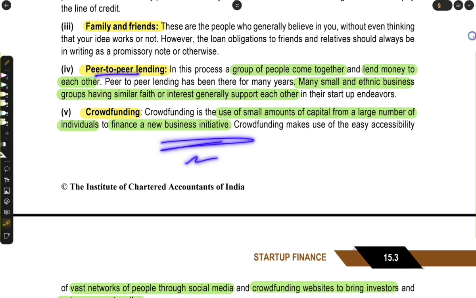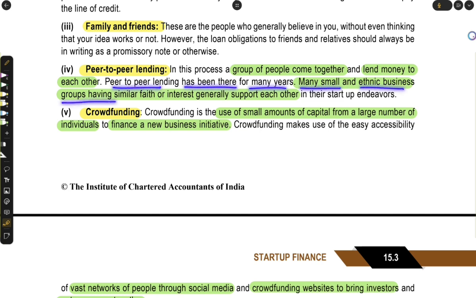First is peer-to-peer lending. In this, a group of people come together and lend money to each other. The English is very clear, so I won't explain it here. Peer-to-peer lending has been there for many years. Many small and ethnic business groups having similar faith or interest generally support each other in their startup endeavors. So this is peer-to-peer lending, a group of people coming together and helping each other.